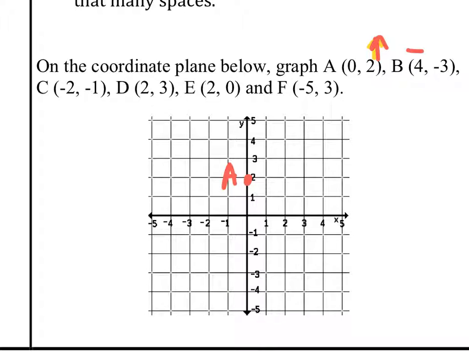We went right 4. We are right here. From there, the y is -3. Up or down, guys? Down. 1, 2, 3. This is where I end up. And I label it B because that was the name of the point. One more together. You do the last 3 on your own.